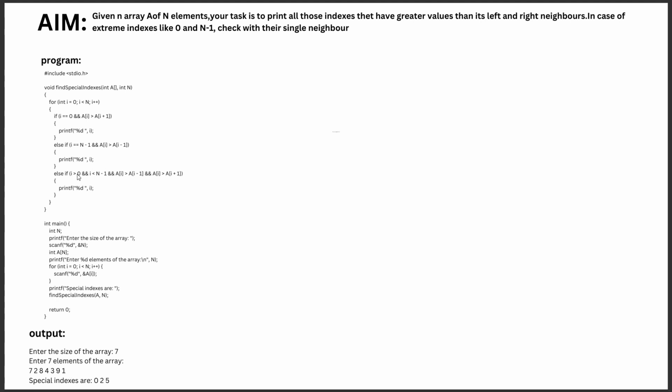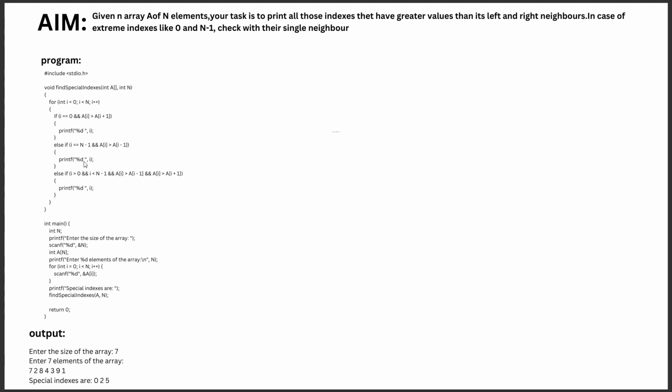The remaining elements are between index 0 and index n minus 1. So if i is greater than 0 and i is less than n minus 1, it resembles all the elements between the first and last elements. In these elements, if a[i] is greater than a[i-1] and a[i] is greater than a[i+1], I have to print the value of i. So the function is completed.